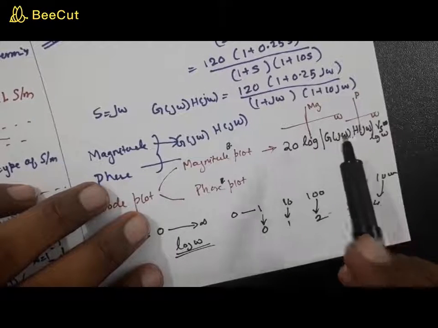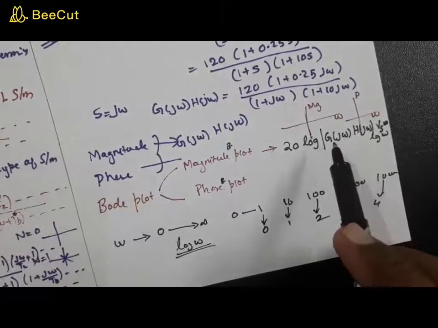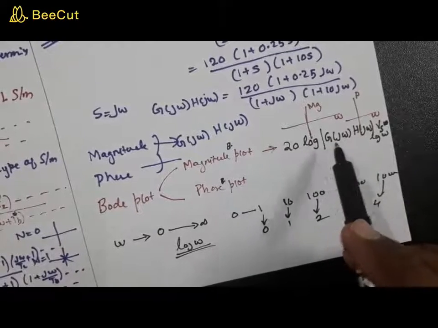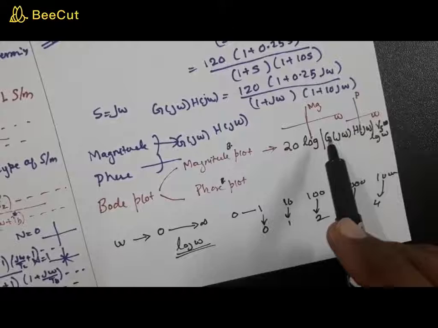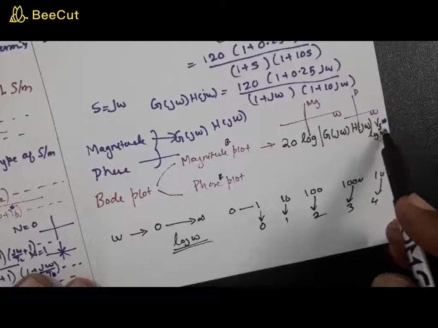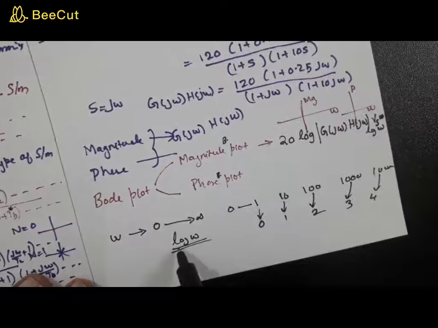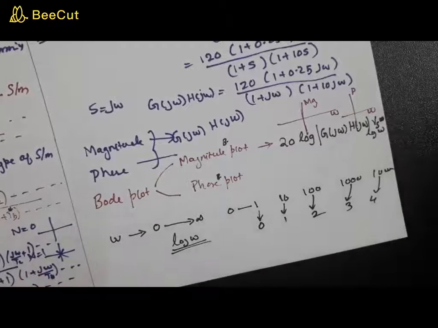I will just tell you. Within a short time I will be telling you the reason why you need to take it in decibels, or in a logarithmic scale, the magnitude. Hope you understood why I took this omega in logarithmic scale. The reason is just to include the whole high range of frequencies in a single graph.